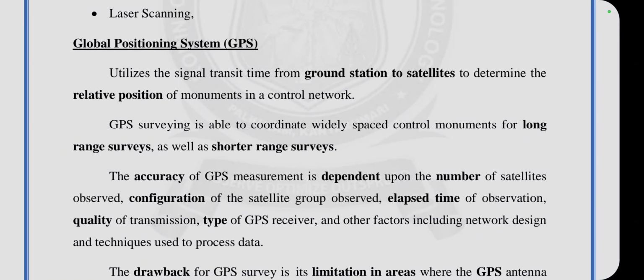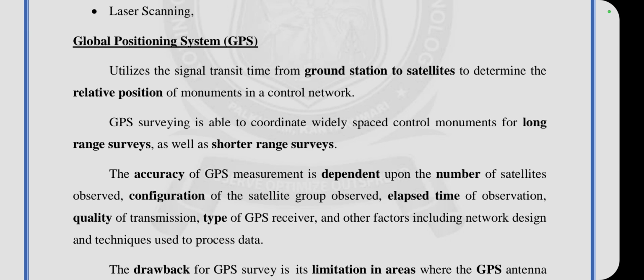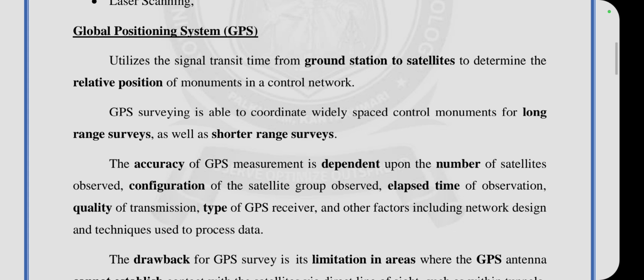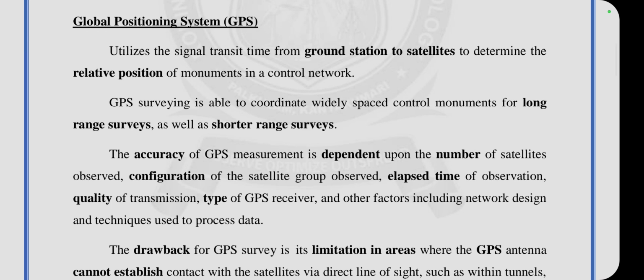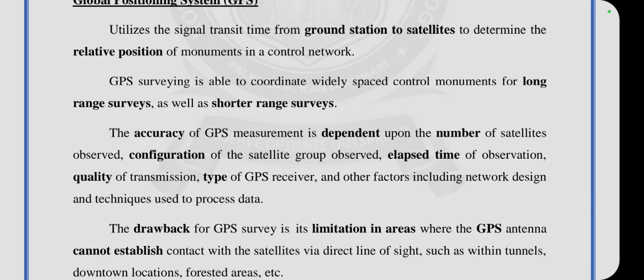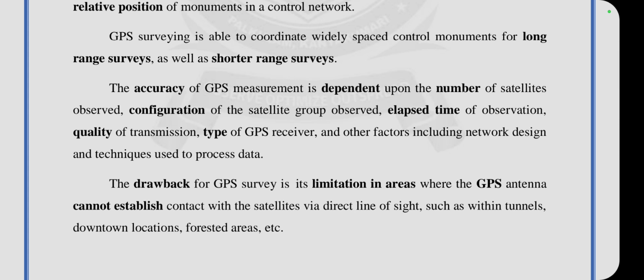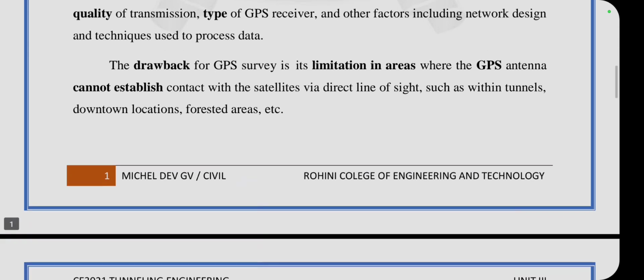Then GPS, global positioning system. This is mainly from the ground station to satellites. This is the main point, and it determines the relative position. Then GPS surveying can be a long range survey or a short range survey. The accuracy of GPS is dependent on the number of configurations, the elapsed time, and the quality and type of GPS receiver. The drawback is the limitation in areas where the GPS antenna cannot establish a signal.